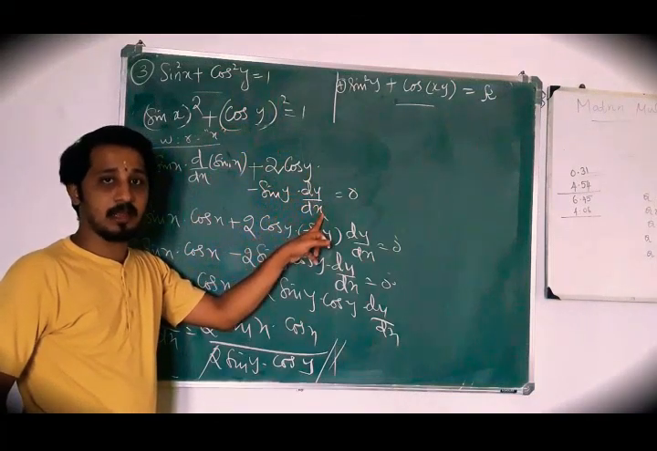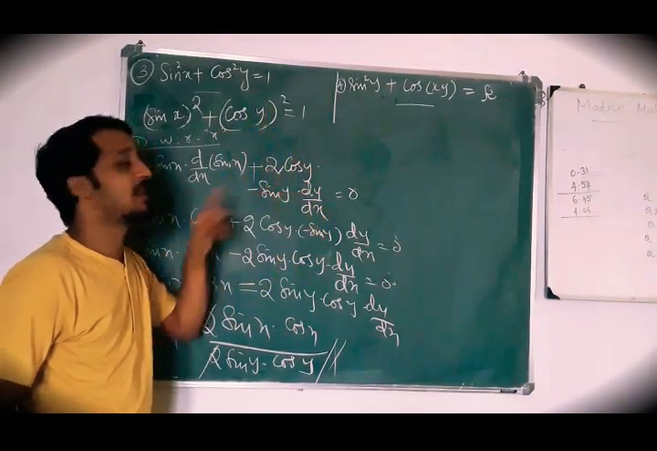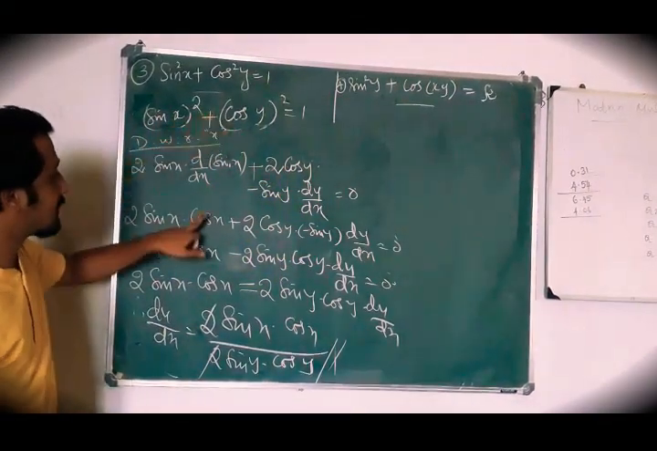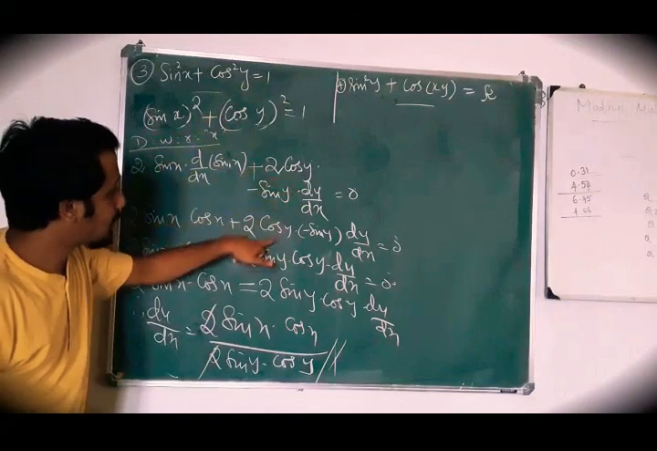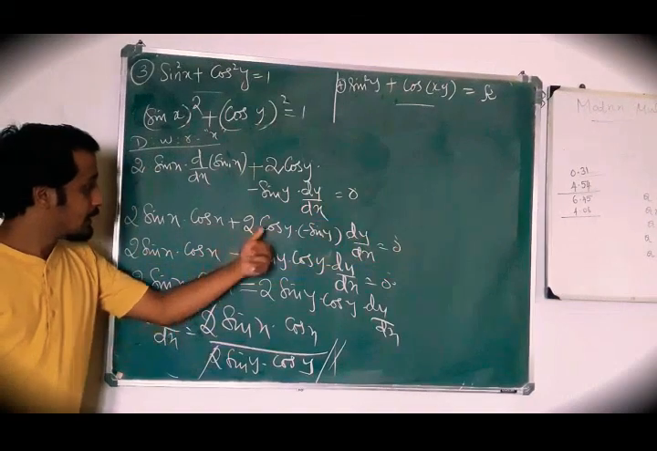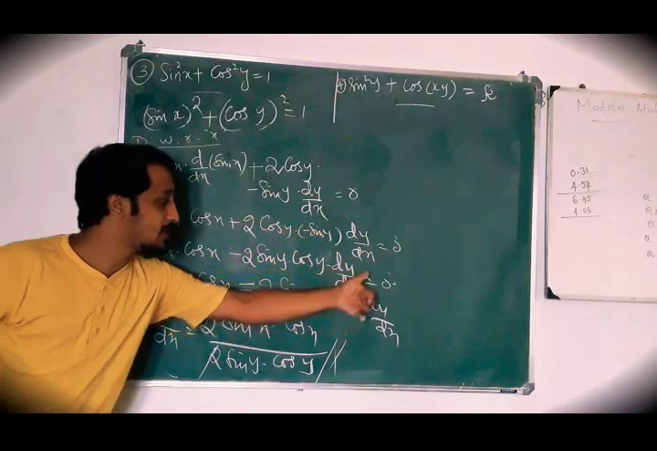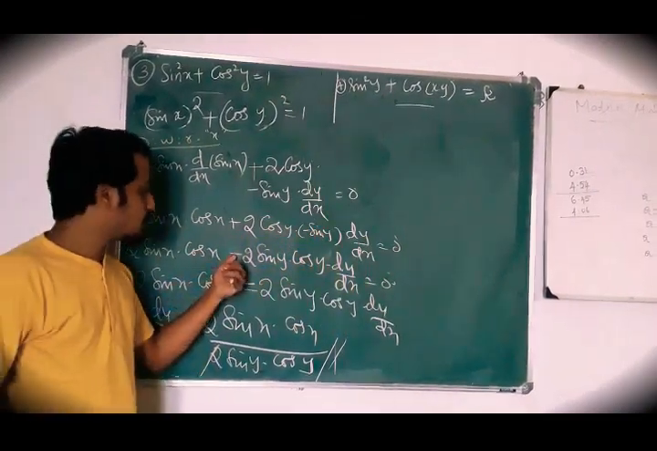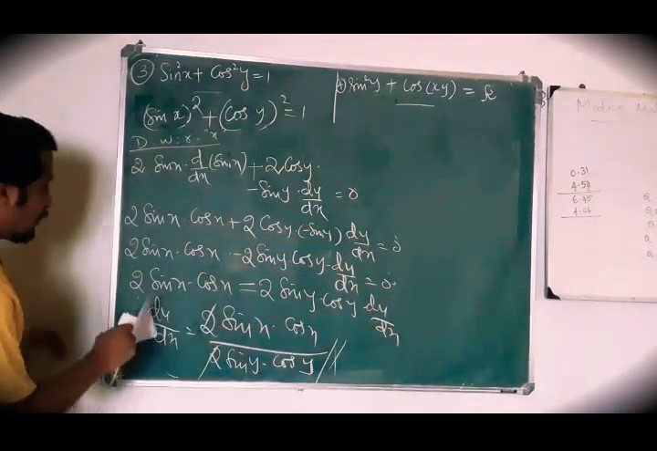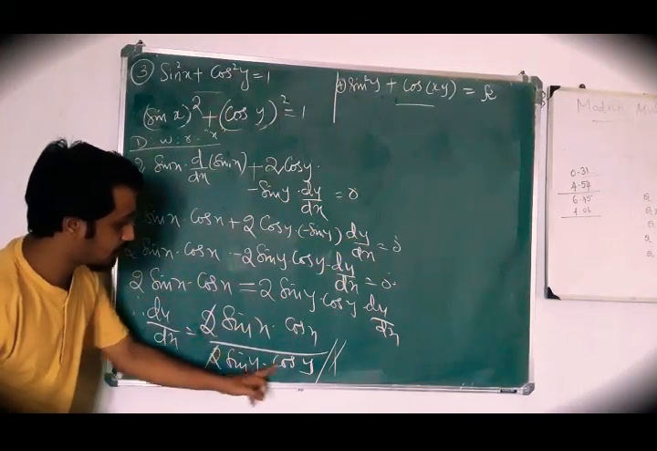Is it clear? So if it is cos x, this term will not come, 2 cos x sin x will come. Is it understood? So 2 sin x into derivative of sin x is nothing but cos x plus 2 cos y into minus sin y into dy by dx is equal to 0. 2 sin x cos x, plus into minus is minus 2 sin y cos y into dy by dx is equal to 0. This minus 2 can go plus 2, so 2 sin y cos y dy by dx. So dy by dx is equal to 2 sin x cos x divided by 2 sin y cos y.